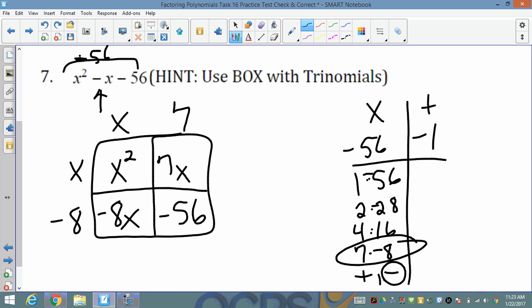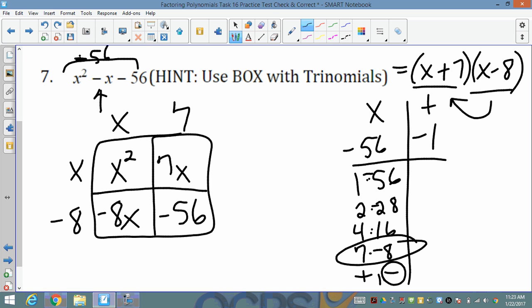And then remultiply to check. I'm going to let you do that on your own. I just quickly did it in my head, so I know I didn't make any mistakes. So my answer is x plus 7 times x minus 8. Remember, it doesn't matter what order you put those in. If you're flip-flopped, that's okay, as long as it's x plus 7 and x minus 8.